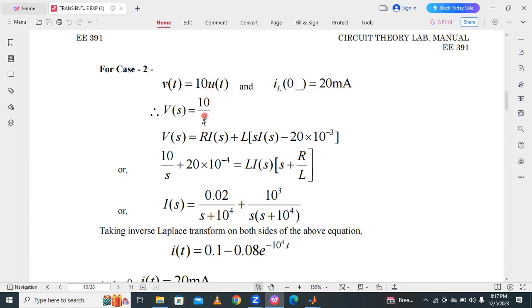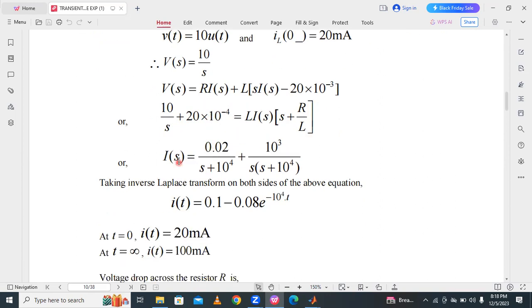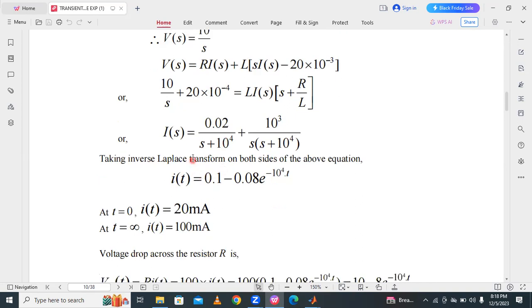Apply Laplace transform. Then V of S is equal to, according to the formula, R into I of S plus L into S into I of S minus the current IL of 0 minus, because of initial conditions they exist. Then apply Laplace transform on both sides: 10 by S plus 20 into 10 to the power of minus 4. Simplify this expression, then I of S is equal to 0.02 divided by S plus 10 power 4, plus 10 cube by S into S plus 10 to the power 4.